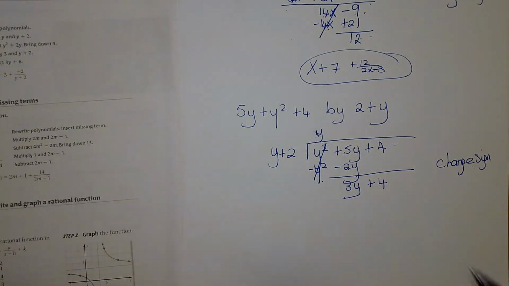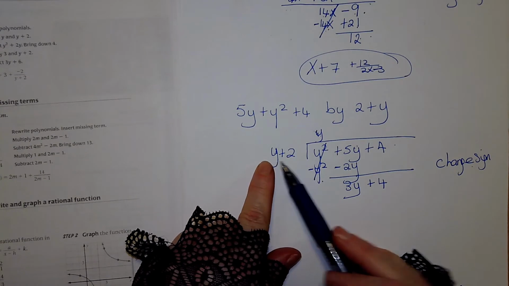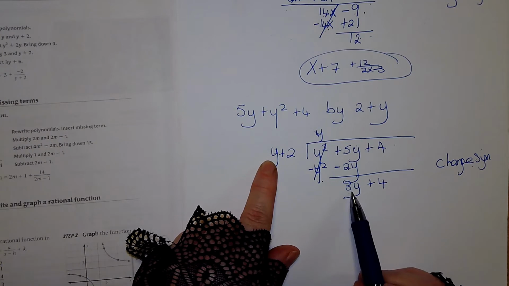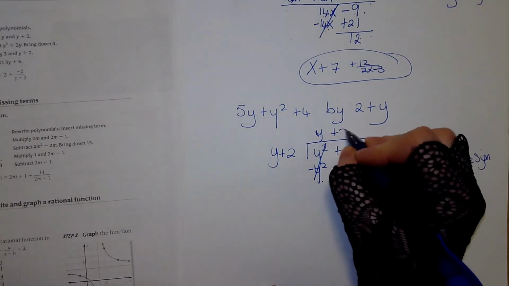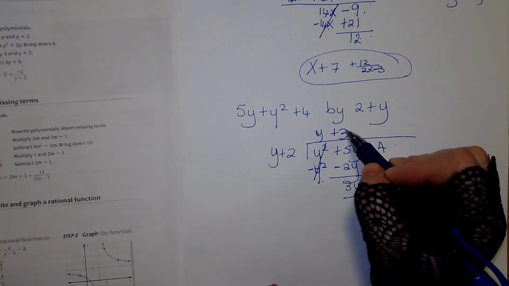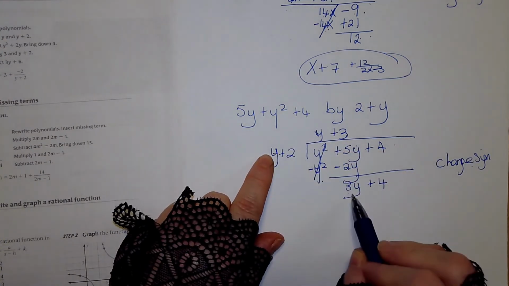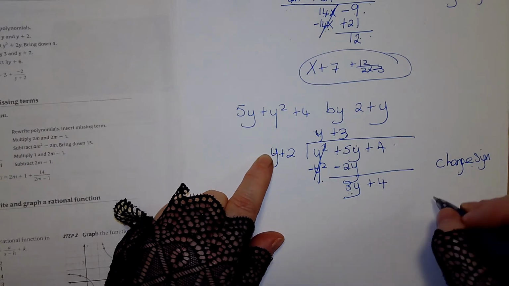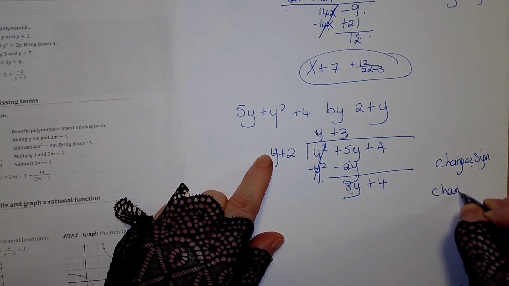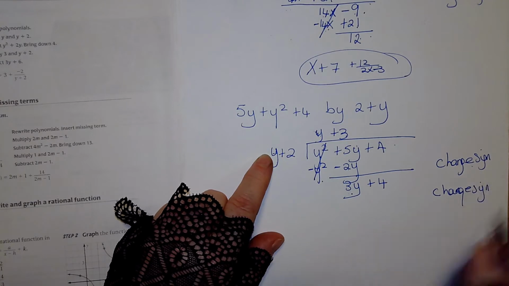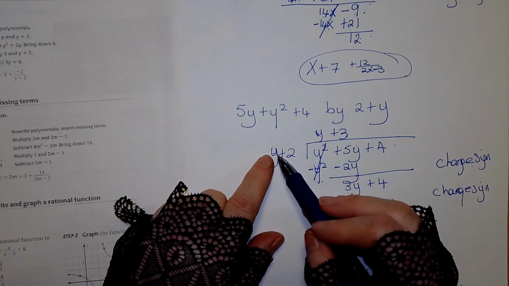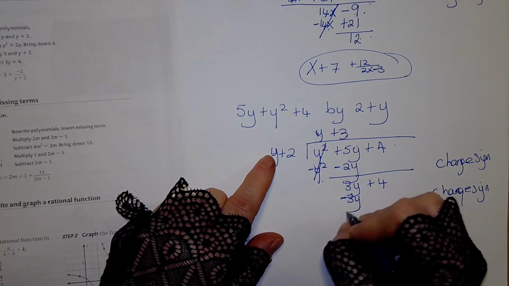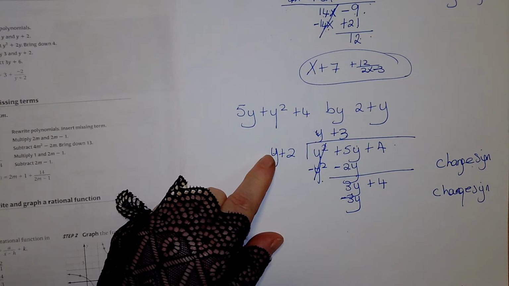Okay, so now we look here. y times what gives me 3y? Well, I've got the y's. The only thing I'm missing is a 3. So I'm going to write plus 3. And then I'm going to check it. 3 times y is 3y. That's what I have here. So it's correct, but again, I've got to change the sign. If I don't change the sign, I'm not going to be able to do division. So now 3 times y is 3y. I change the sign and I get negative 3y. I know it's cancelled, so it's correct.